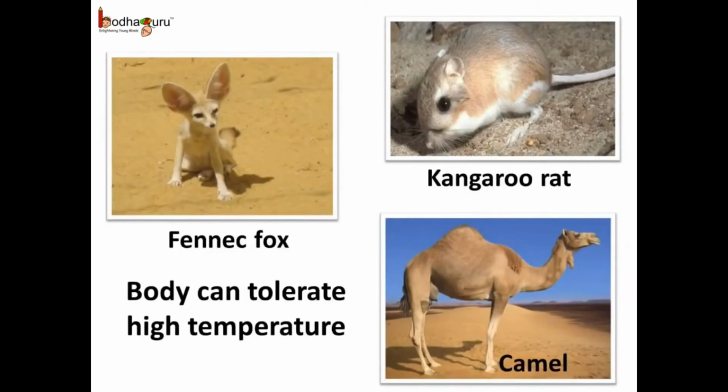Now, the next challenge is the extreme temperature. 105 degrees Fahrenheit, which is very high fever for a human body, is just normal for a camel. The desert animals like the camel, snake, kangaroo rat, etc. can tolerate high temperatures. The kangaroo rat, fennec fox, snake, and many other desert animals live in the underground burrow or the den during the day to avoid scorching heat of the sun.